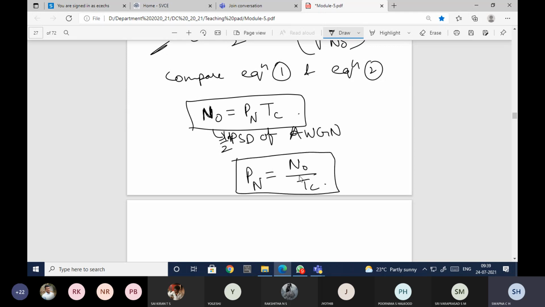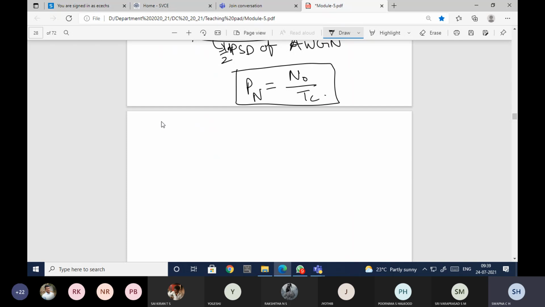All these equations are important when it comes to the problems. So whichever I'm making as a box, all those equations you can make a note of so that it will help you for your problem solving.